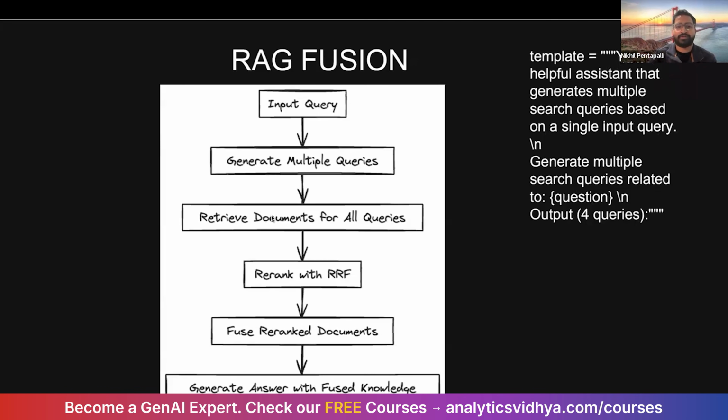Now you have retrieved documents for all the queries, and then you do re-ranking with reciprocal rank fusion. And then you take those documents and generate the answer as you do with normal RAG. So we are actually just adding more queries and re-ranking to have a better retrieval. So this is another strategy called RAG fusion. Moving on to the next slide.